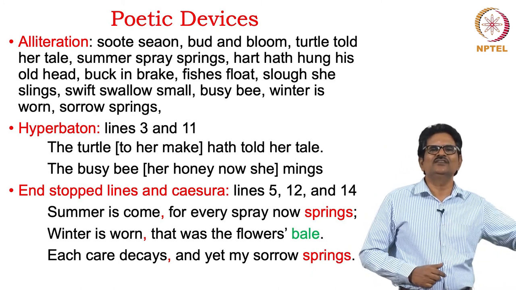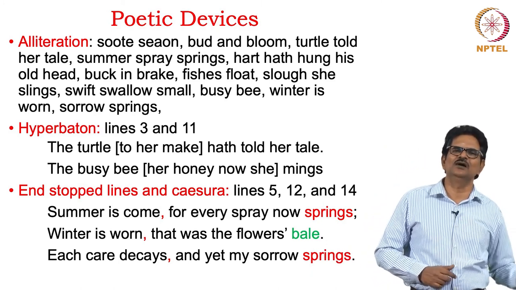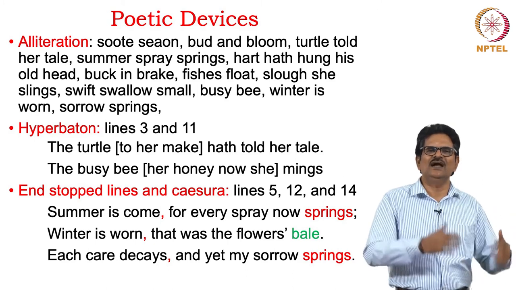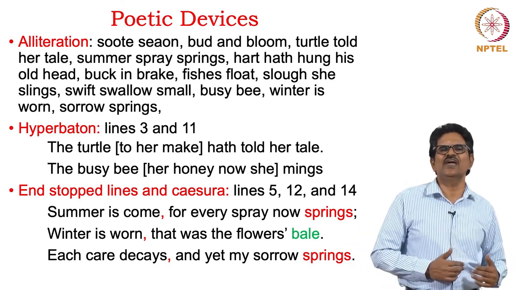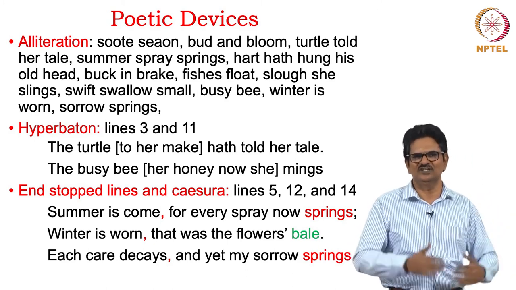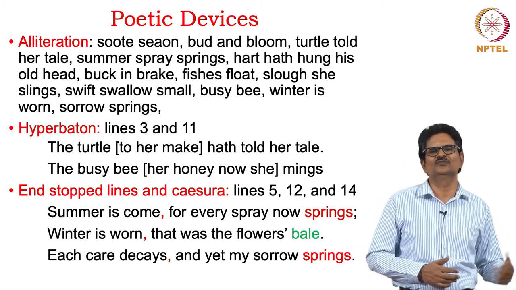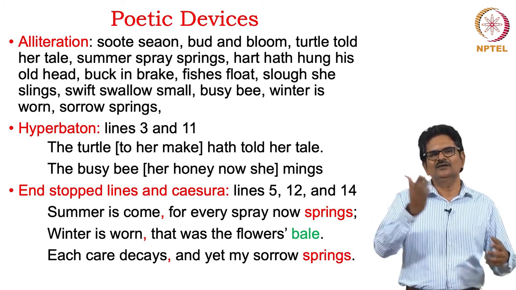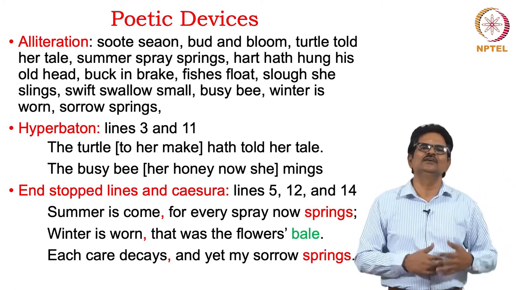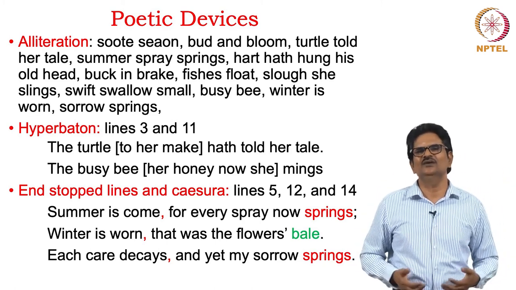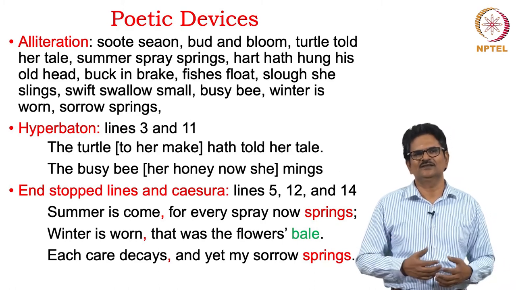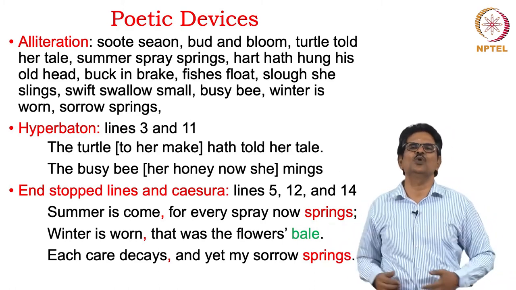So, in the case of the first line, that is summer is come, we have 4 syllables, and in the last line, that is each care decays, there also we have 4 syllables. In between, we have winter is worn, that also has 4 syllables, but you can see graphically, some distance is shown to us to indicate variation in these different kinds of pauses.